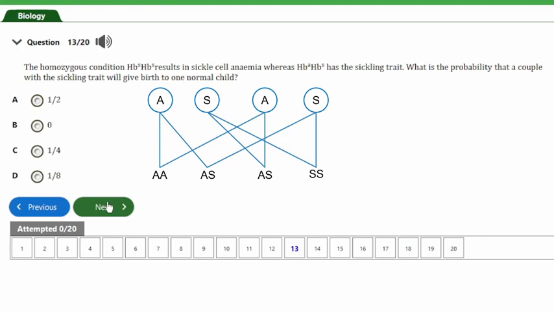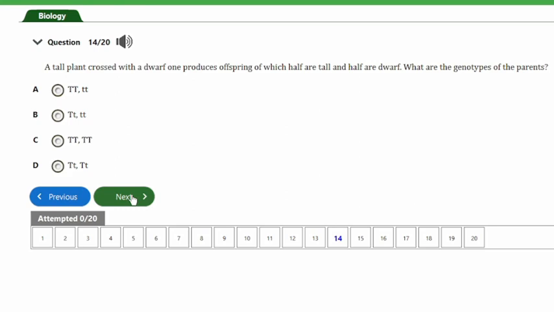So guys, in this case, we have 1 over 4, and that's option C. So let's look at the next question, guys. Question number 14. It says, a tall plant crossed with a dwarf one produces offspring of which half are tall and half are dwarf. So what are the genotypes of the parents?